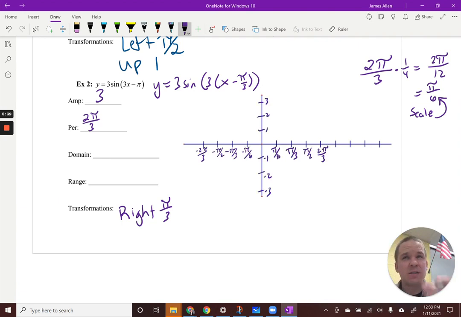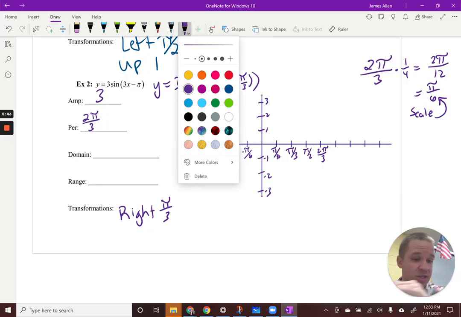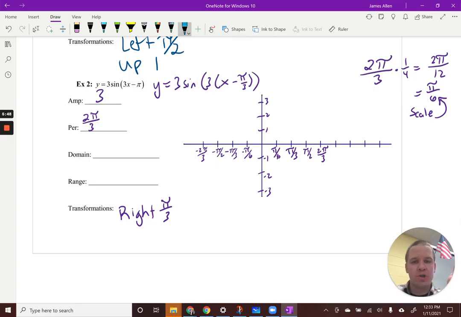Now, sine. Sine starts on the midline. In this case, it's still on the x-axis, right? And then, I'll go with a lighter blue. And we're shifting to the right pi over 3. So the scale, the period and the phase shift actually worked out pretty well with each other, which is nice. So we're going to the right pi over 3, which would put me right here. That would be my start, so to speak, of the sine function.